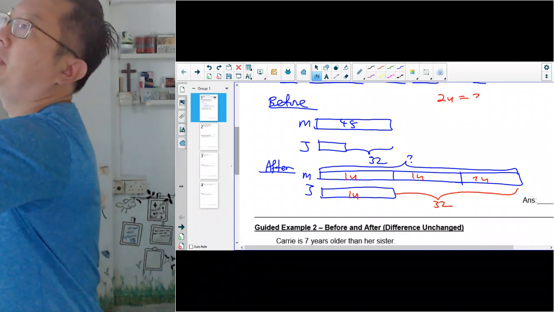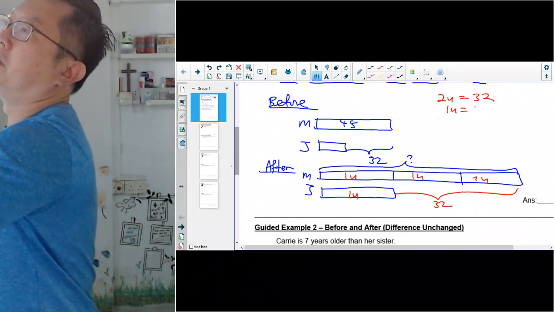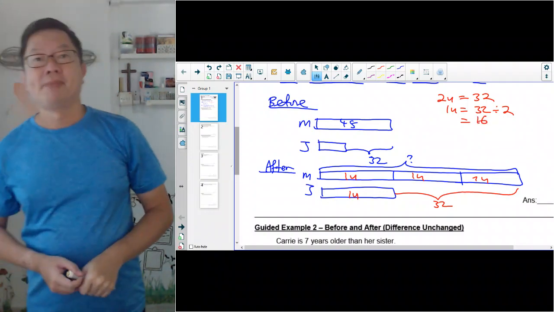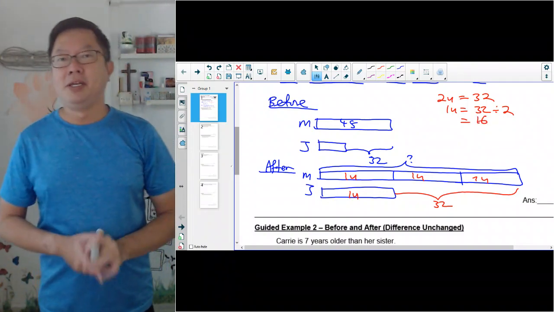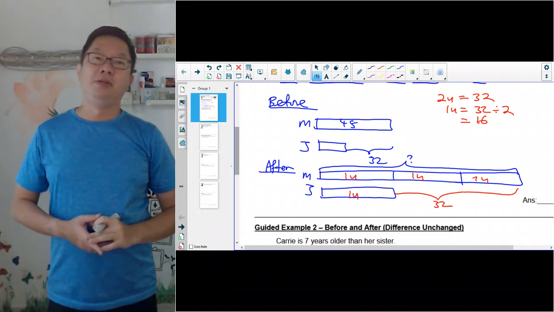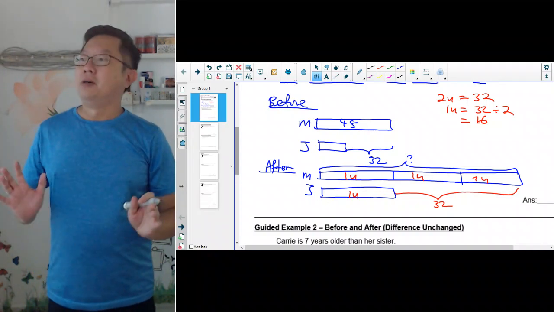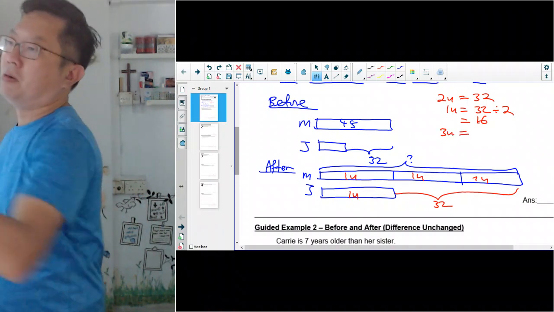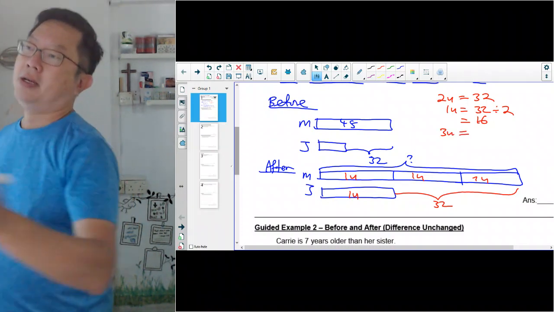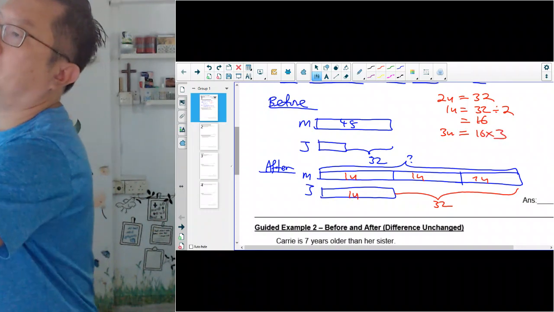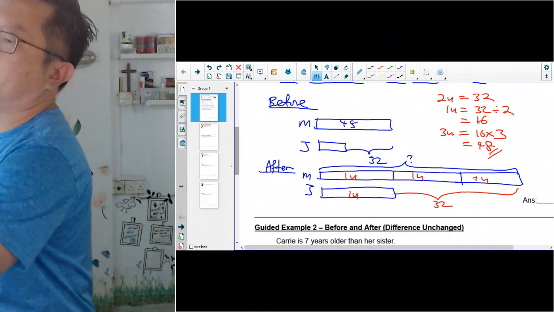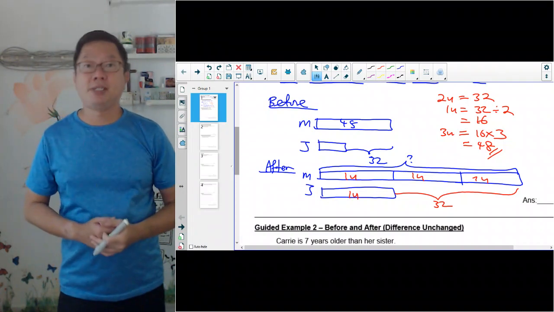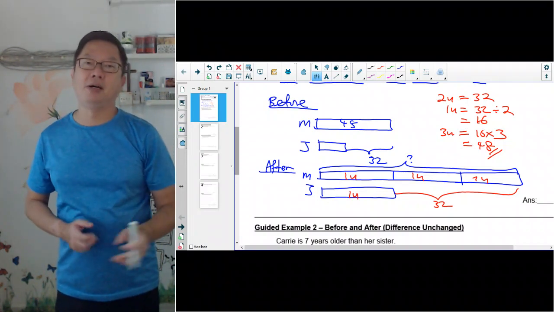So your 2 units is 32, then your 1 unit will be 32 divided by 2, so your 1 unit is 16. The whole idea of model drawing is to find 1 unit, and once you can find 1 unit, you can solve the problem already. Once you know 1 unit is 16, then the mother is going to be 3 units old, or 3 times as old as Jack. So 16 times 3, and the mother will be 48 years in the future. So you can see that once you have a good model, you can work out quite fast, without having to think so hard about how to solve.